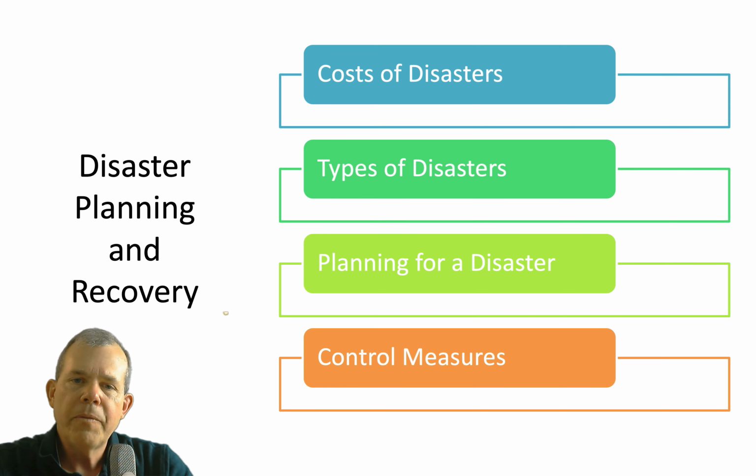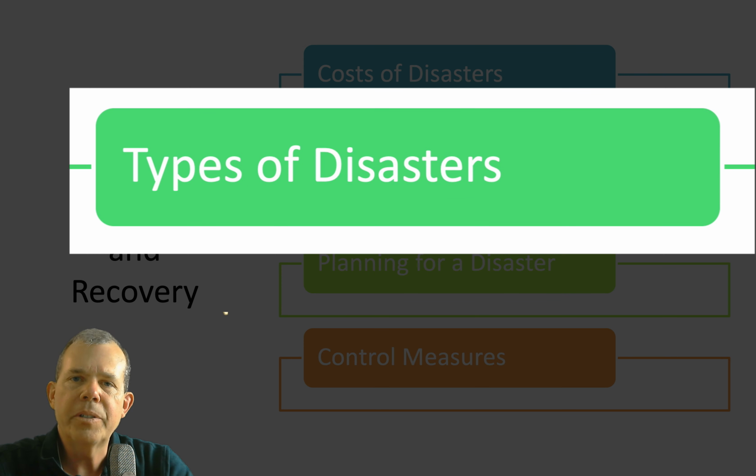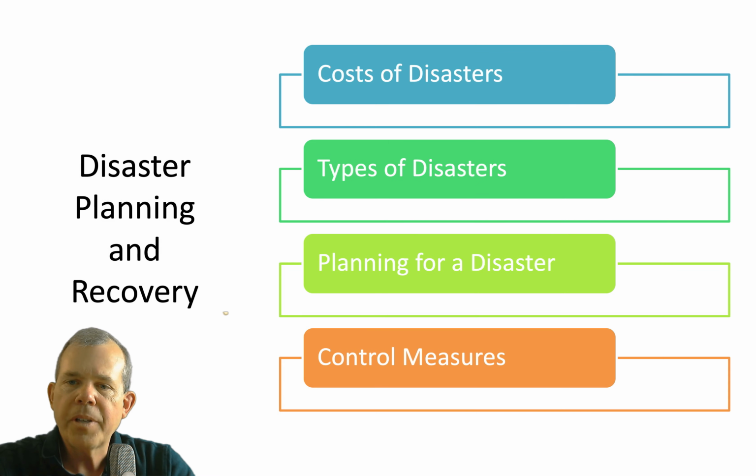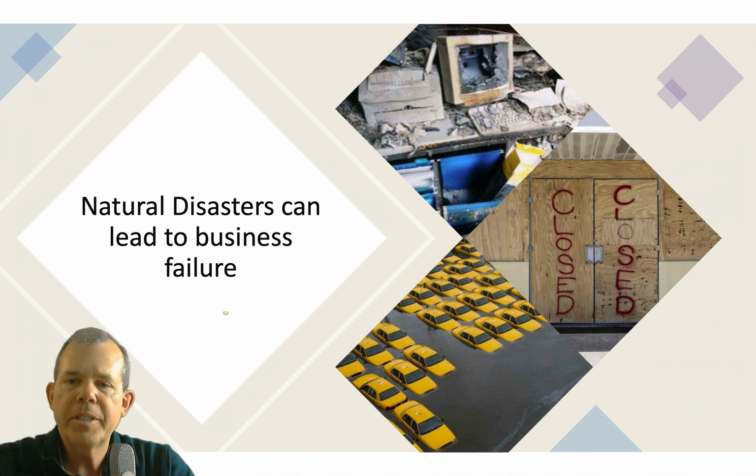Let's talk about some of the types of disasters that can occur in your business. Natural disasters, of course, come to mind. Whether it's a flood, a fire, a riot, a virus, or something that stops your business, that is obviously expensive and it's going to affect your IT systems.